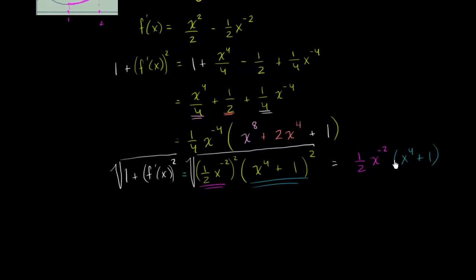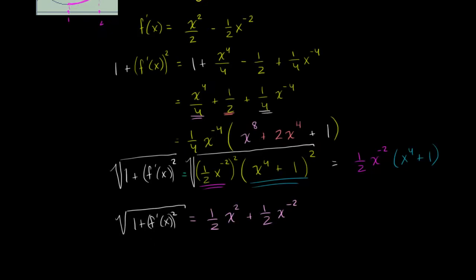Now that I did all of this to put this in a form that I could actually recognize, now I can distribute things back. This is going to be equal to 1/2 x to the negative 2 times x to the fourth, which is x squared. So 1/2 x squared plus 1/2 x to the negative 2. Let me rewrite this. So that's the square root of 1 plus f prime of x squared.